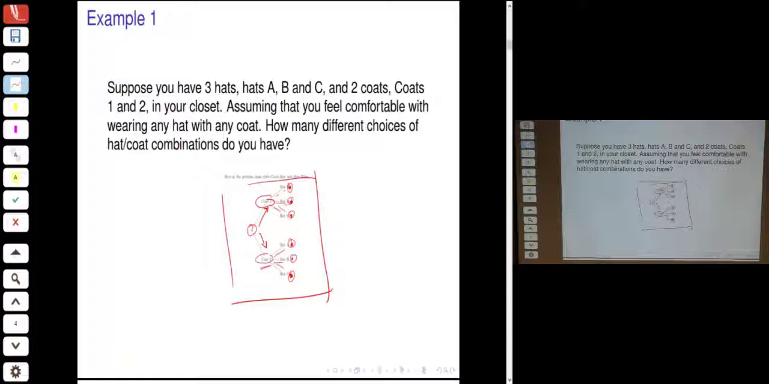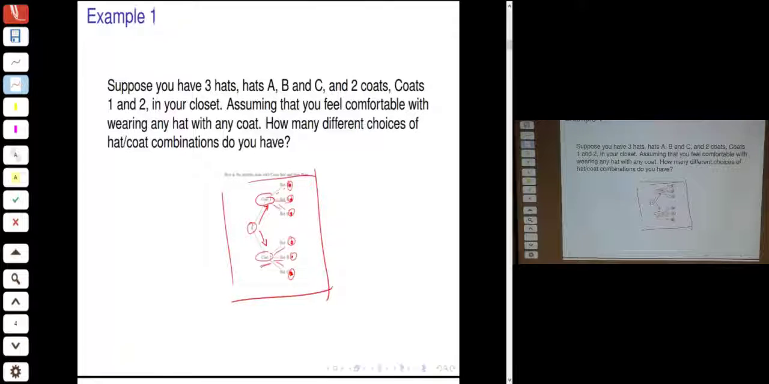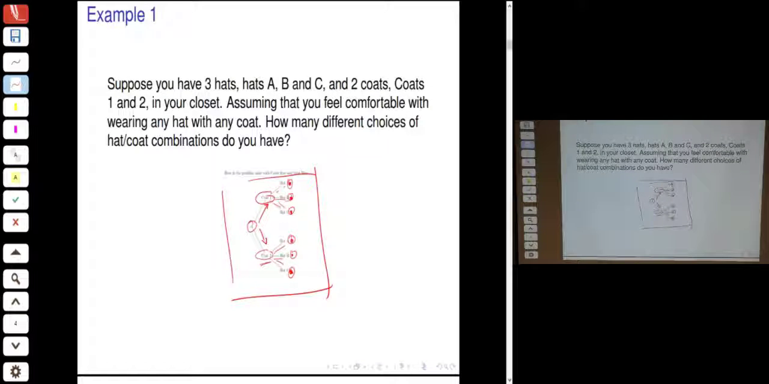And how many terminal points are there? Well, you can first go left or right. So this represents the choice of the coat. So you could choose coat 1 or coat 2. That you can do in two ways.